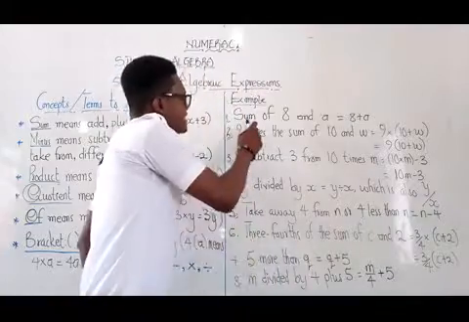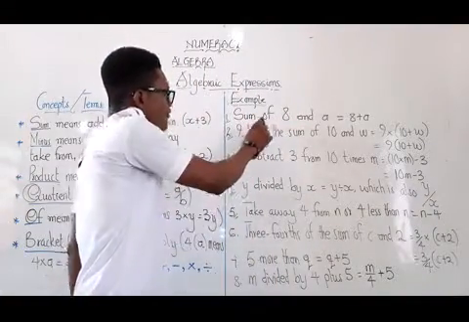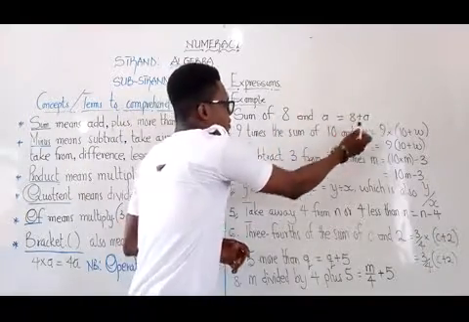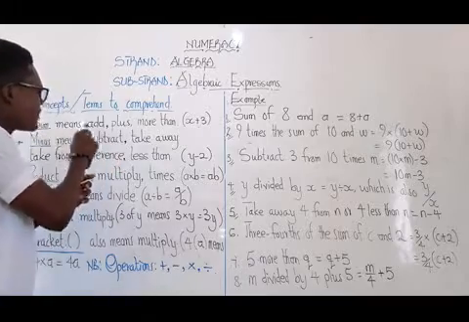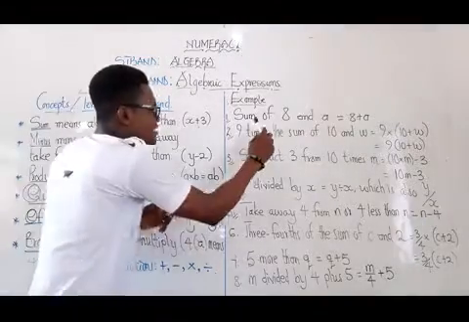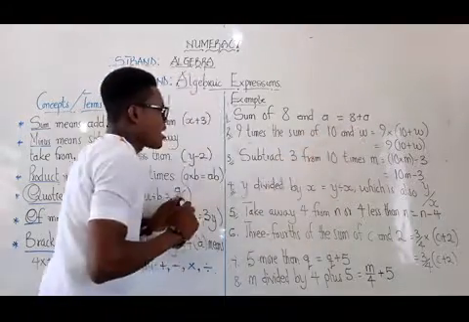Okay. So we have sum of 8 and a. Sum of 8 and a will give us what? 8 plus a, because we've learned earlier that sum means plus, or to add, or more than. So sum of 8 and a will give us 8 plus a.